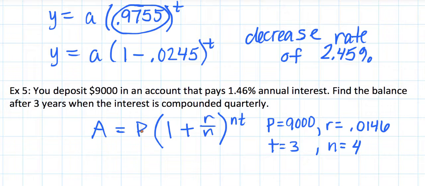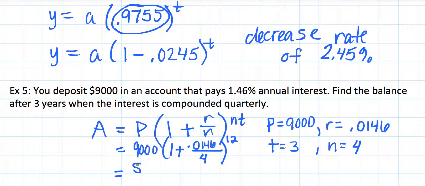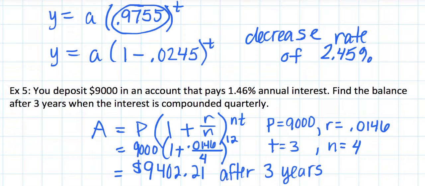So go ahead and just take each of those values and substitute them into the compound interest formula and type that into your calculator. If you type it in correctly, you'll be able to figure out how much money will be in the account after 3 years. So you should get a grand total of $9,402.21. So just for leaving your money in that account for 3 years, you just gained $400.